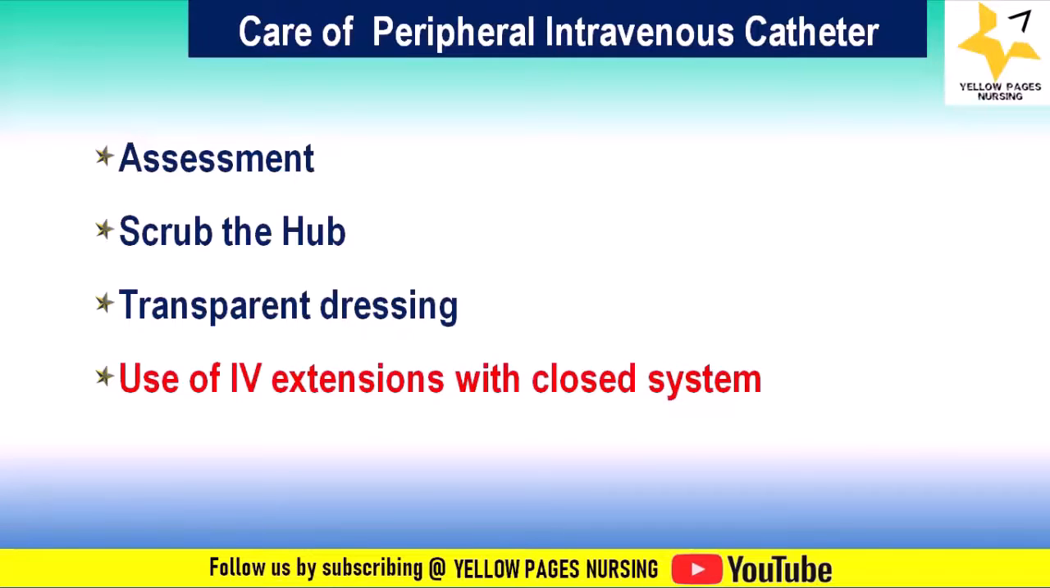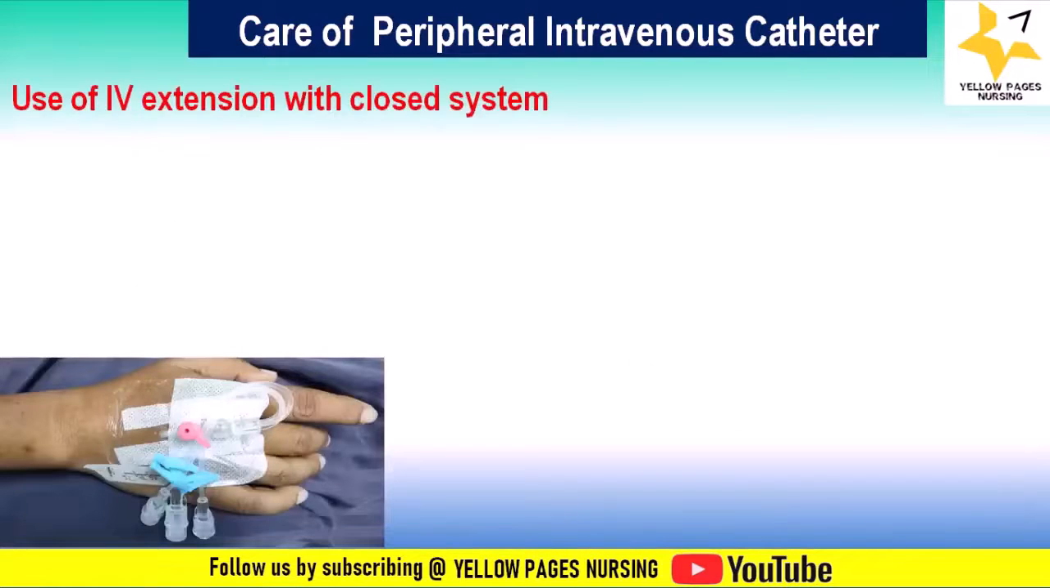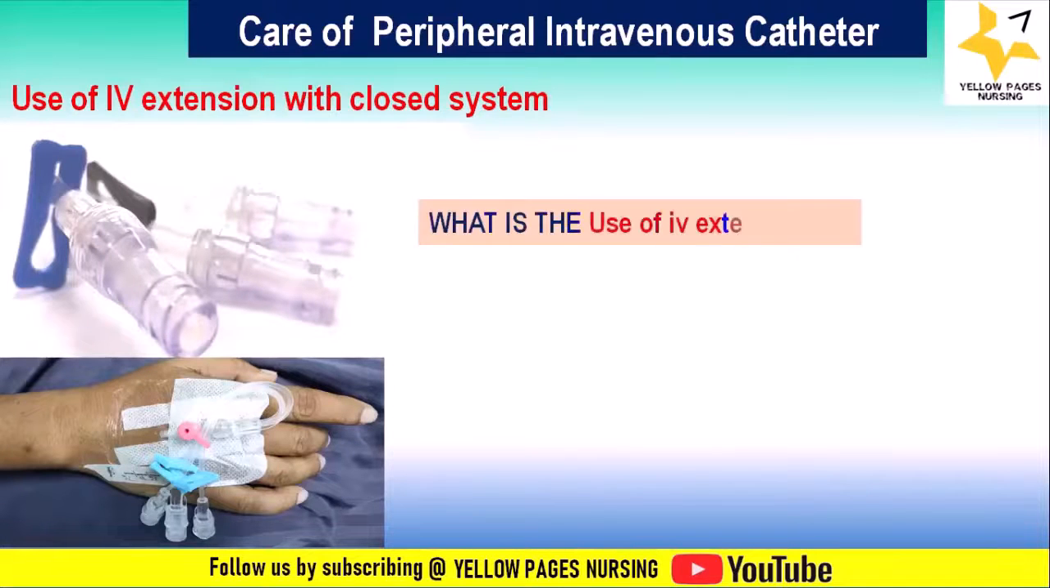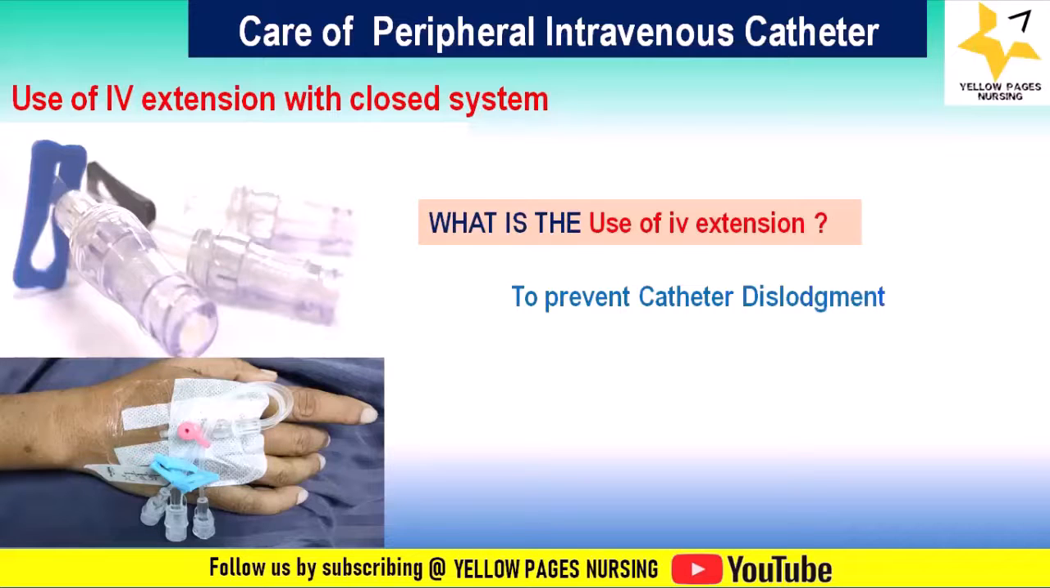What is the use of IV extension? To prevent catheter dislodgement. IV extensions can help secure the catheter in place by reducing tension and movement at the insertion site. This minimizes the risk of catheter dislodgement, which can lead to IV complications such as phlebitis, bleeding, infiltration, or the need for catheter replacement.